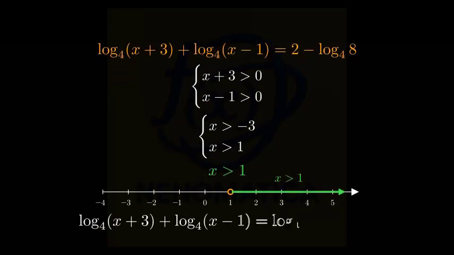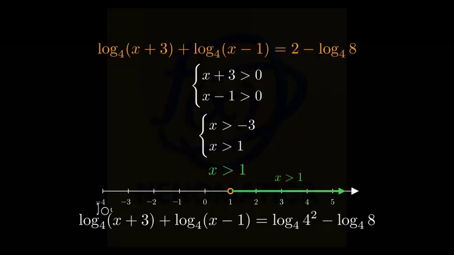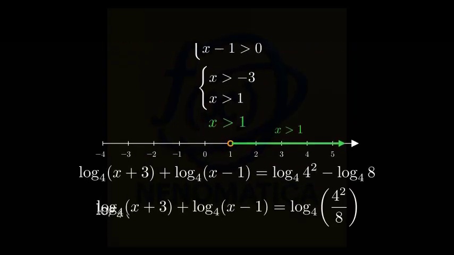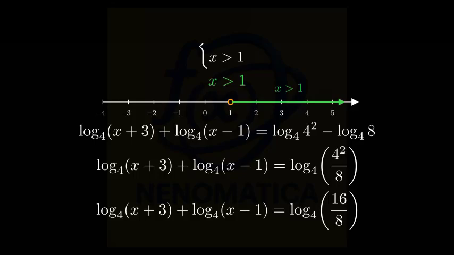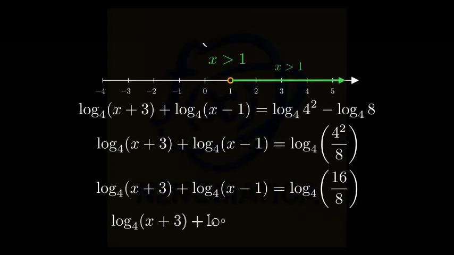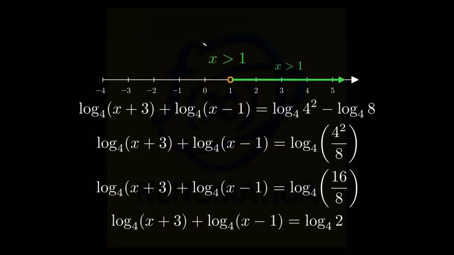Step 2. Rewrite the constant 2 as a logarithm with base 4. 2 equals log base 4 of 4 squared. Step 3. Apply the quotient rule to the right side. Log base 4 of 4 squared minus log base 4 of 8 equals log base 4 of 16 over 8. Step 4. Simplify 16 over 8 to get 2.